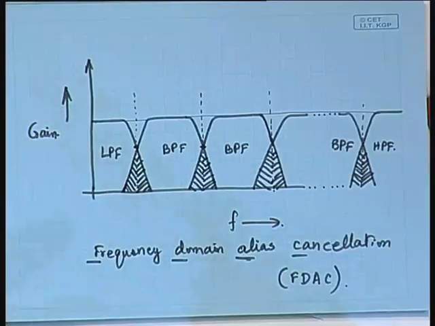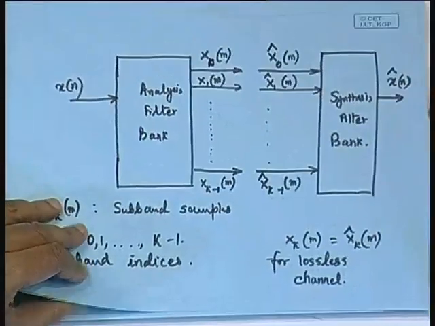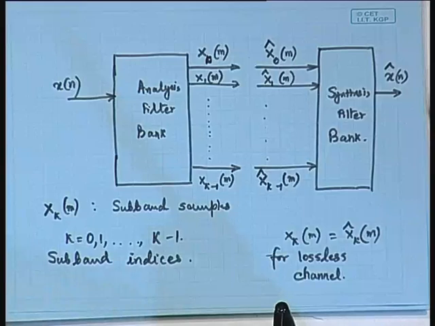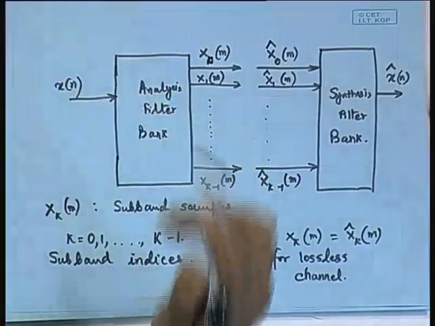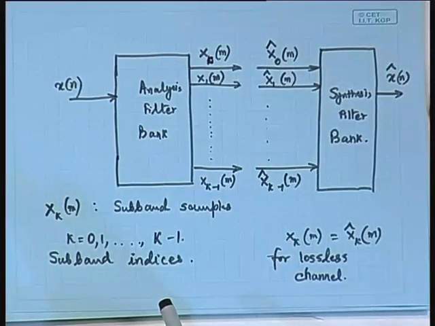Now, let us look at an alternative way of realizing this analysis and synthesis filter. In this case, what we want to do is to have the filtering in the transform domain rather than in the time domain. How? Let us say that we feed this signal x of n, the samples, and these samples are first windowed. We apply a window, whether rectangular or some other windowing function, and then the windowed version of the signal we put through a transform, say DCT, DFT, some kind of transform.